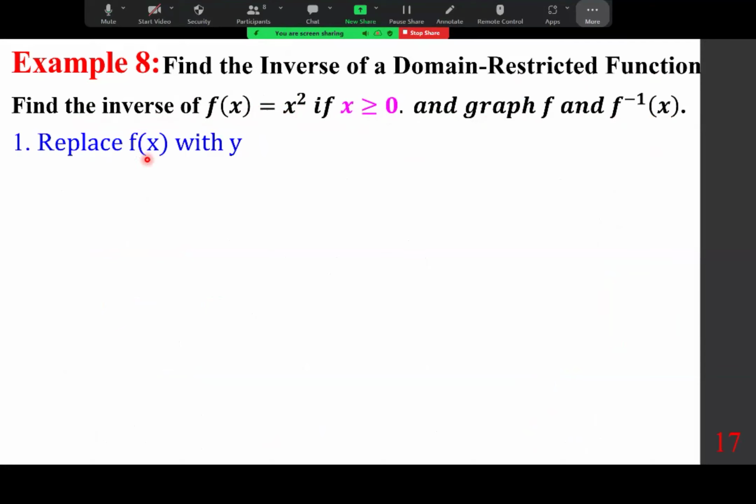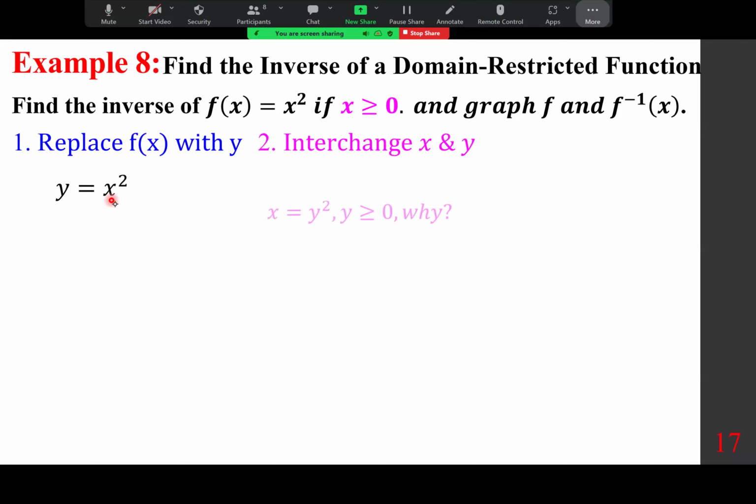So first replace f of x with y. So we're going to call this y, makes it easier. And therefore, we are going to interchange x and y. We're going to call this x, we're going to call this y. So x equals y squared. And we're going to write, so interchange x and y. And we're going to write y is larger than or equal to 0.